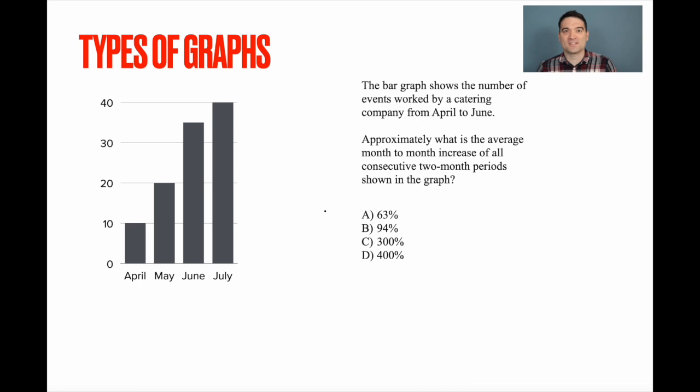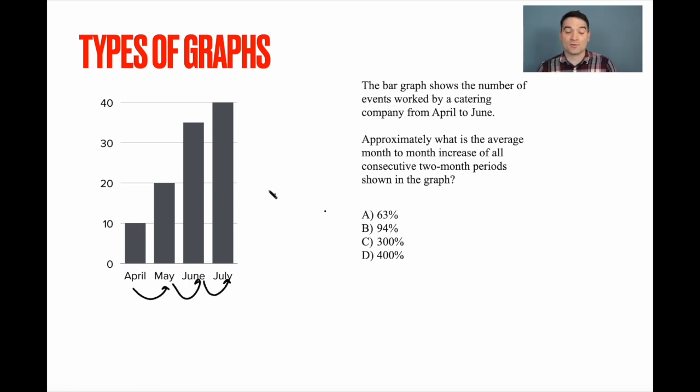Let's try another one, this time a bar graph. The bar graph shows the number of events worked by a catering company from April to June. Approximately, what is the average month-to-month increase of all consecutive 2-month periods shown in the graph? All right, so when I say consecutive 2-month period, I mean April to May is a consecutive 2-month period, May to June is another one, and June to July is a third. So there are 3 consecutive 2-month increases.